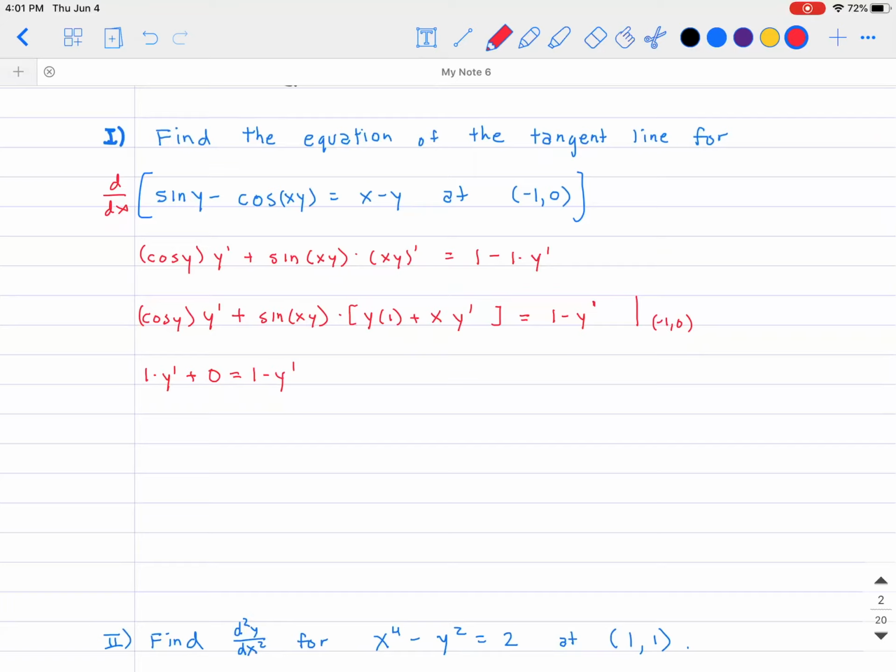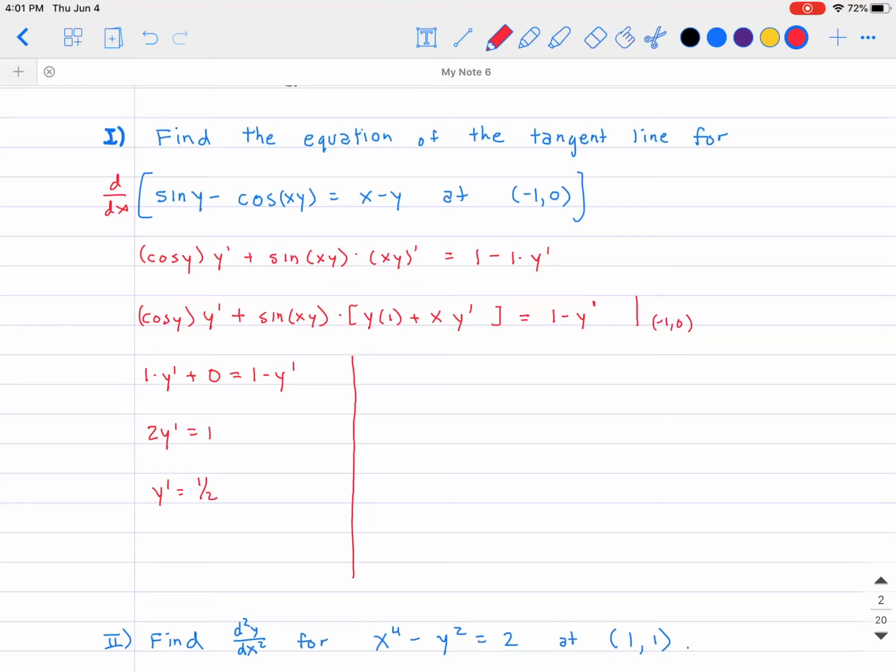So then we're going to go ahead and solve for y prime, and looks like in this case, we're going to go ahead and move the y prime over to the left. So 2y prime is equal to 1. So y prime, meaning the slope over there at (-1, 0), is going to be equal to 1/2. Okay, so that's probably the fastest way.